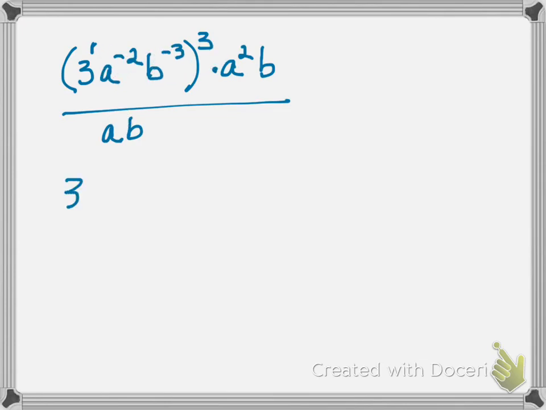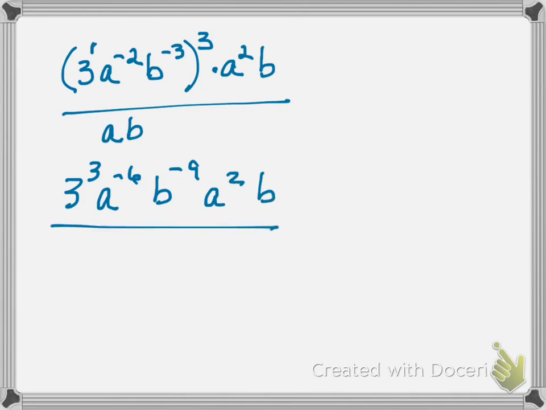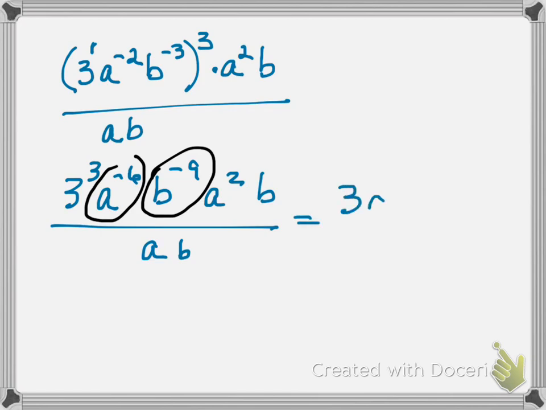So if I do that, I will have 3 to the 3rd, a to the -6, b to the -9. And once you've done that power rule, then your parentheses is gone. I still have the a squared and a b, and then on the bottom I have an a and a b. So now anything that has a negative exponent, you want to shove down to the denominator, keeping everything else in the same spot. So that's all I'm doing.